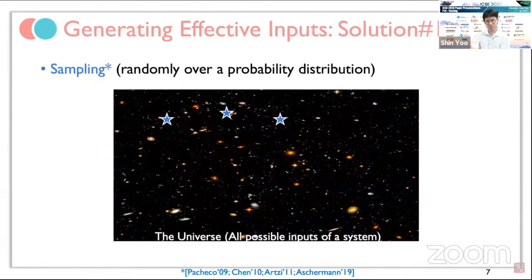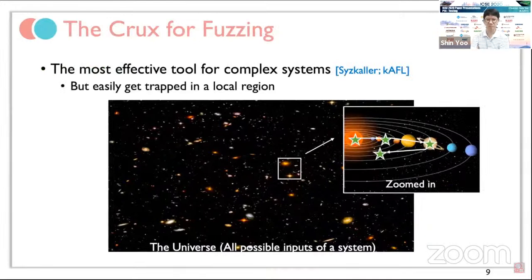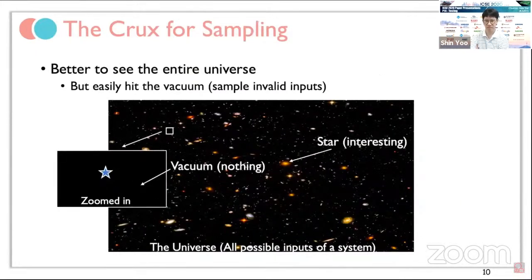We can either randomly sample inputs in the whole space or mutate the existing to generate new inputs. Fuzzing is the most powerful tool for complex systems nowadays, but it may get trapped in a local region easily, because it does the local search and generated inputs may be similar. On the other hand, sampling is able to see the entire space, but since most inputs are semantically invalid even if they are syntactically correct, it's easier to sample invalid inputs, like hitting the vacuum in the universe.